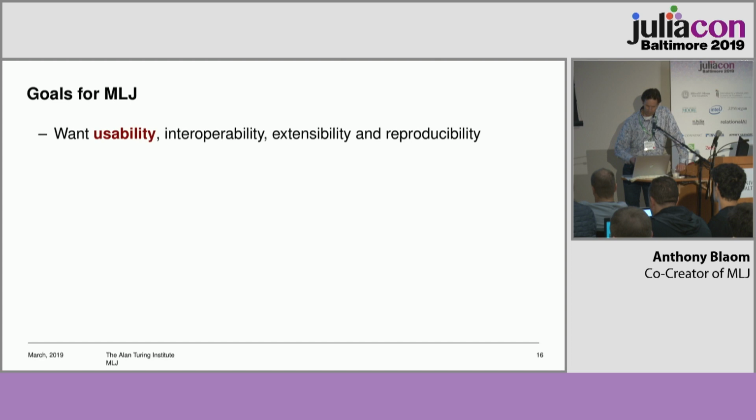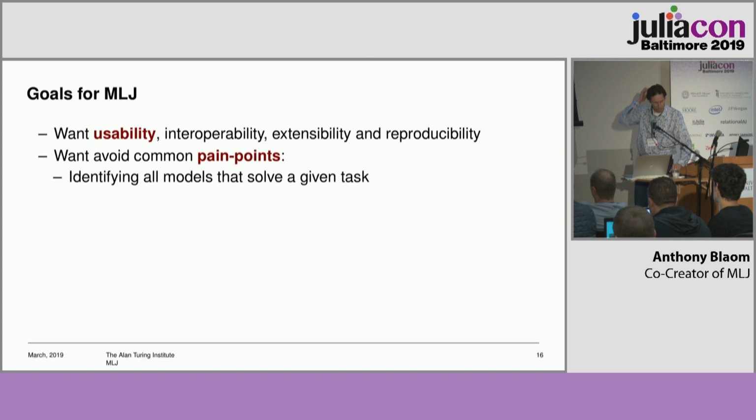And when we were thinking about this, we obviously wanted to avoid the pain points we'd experienced in other toolboxes. And the rest of the talk is going to have a look at how we try to smooth over some of those pain points that we had observed. So the first thing that can be a little challenging, especially for someone who's new to machine learning, is how do you identify which models are actually going to work for the particular task that you have in mind? And even if you're more experienced, it's nice to be able to systematize that process somehow.